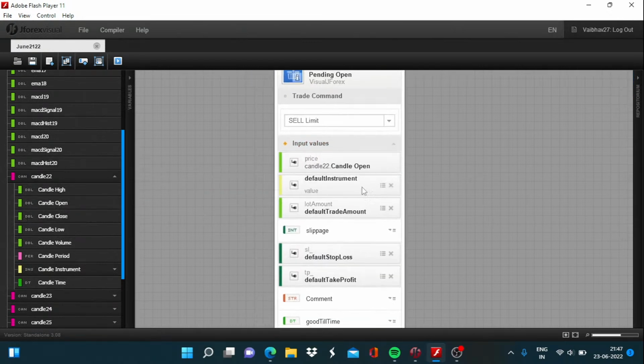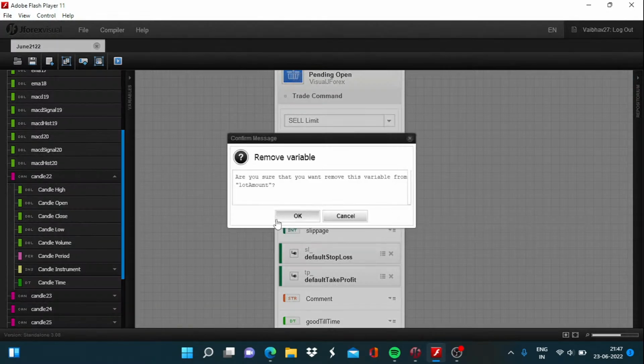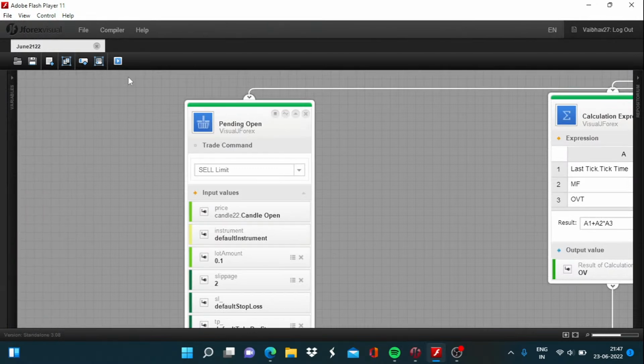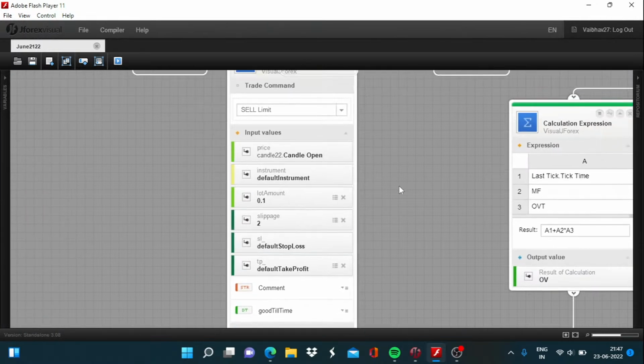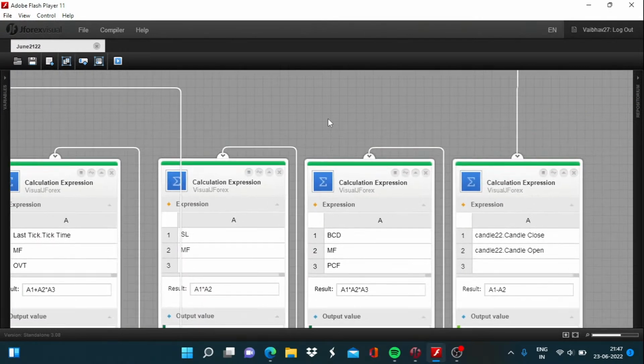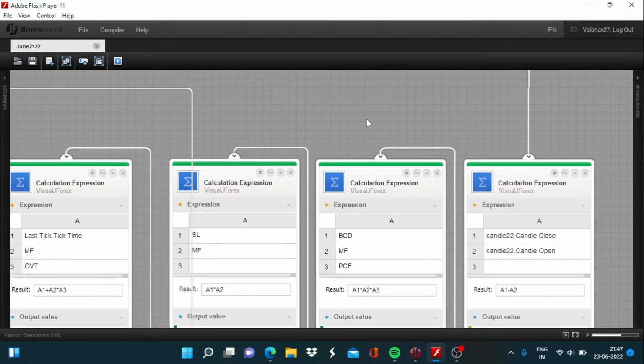The default instrument remains as it is. Trade amount I will change to 0.1 million. Slippage of 2 pips should be good enough. Stop loss and take profit, we will keep it in proportion of the last hour's closing and opening price difference. And as we need the last hour's closing level to be less than the opening price, we will have to deduct last hour's closing price from the opening price.